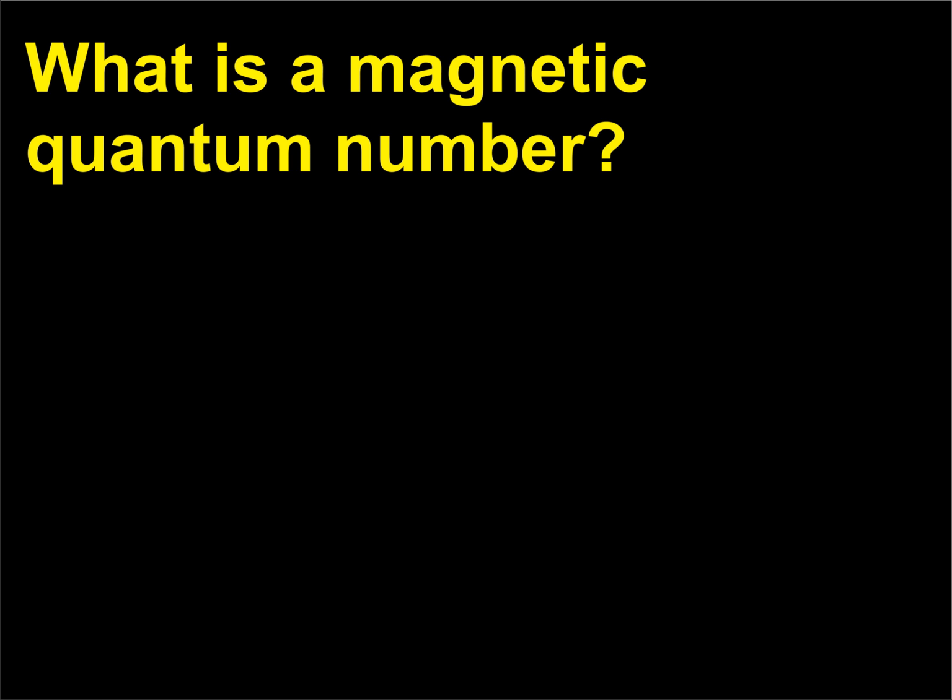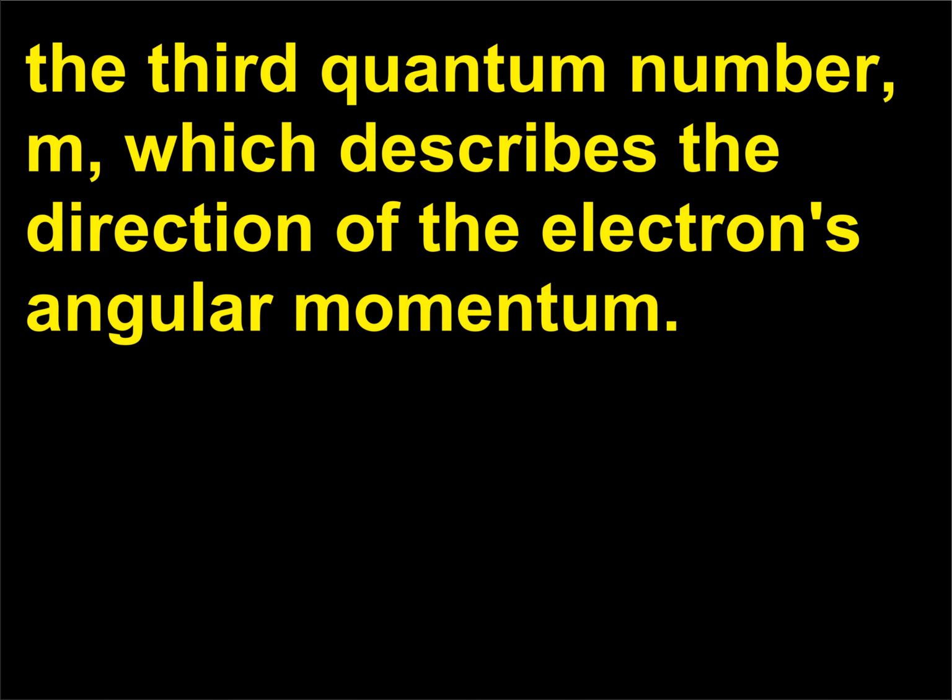What is a magnetic quantum number? The third quantum number, m, which describes the direction of the electron's angular momentum.